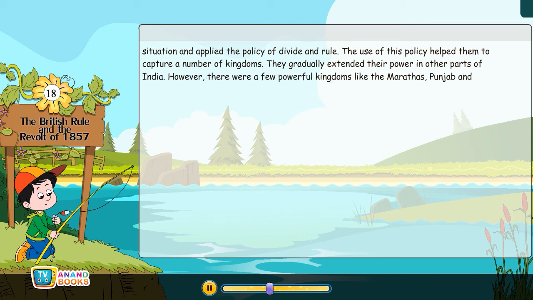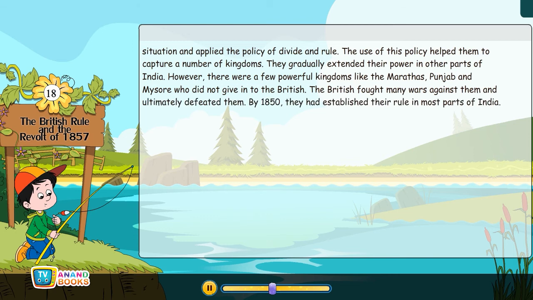However, there were a few powerful kingdoms like the Marathas, Punjab and Mysore who did not give in to the British. The British fought many wars against them and ultimately defeated them. By 1850, they had established their rule in most parts of India.